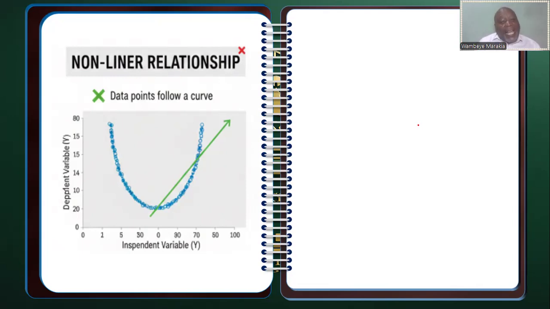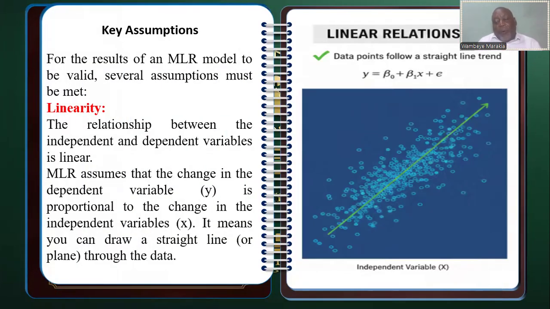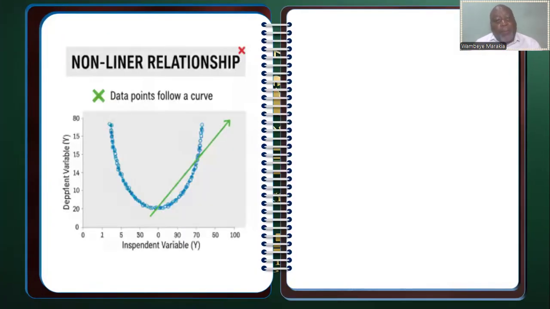Data points follow a curve, and they are not following a straight line like previously we had here. Here, when you draw this, you are producing a straight line through the data points. But in the next area here, we are not able to produce a straight line, and this one is a non-linear relationship. So when you get such data points, then know that we have not met this assumption, and you are not going to use multiple linear regression.